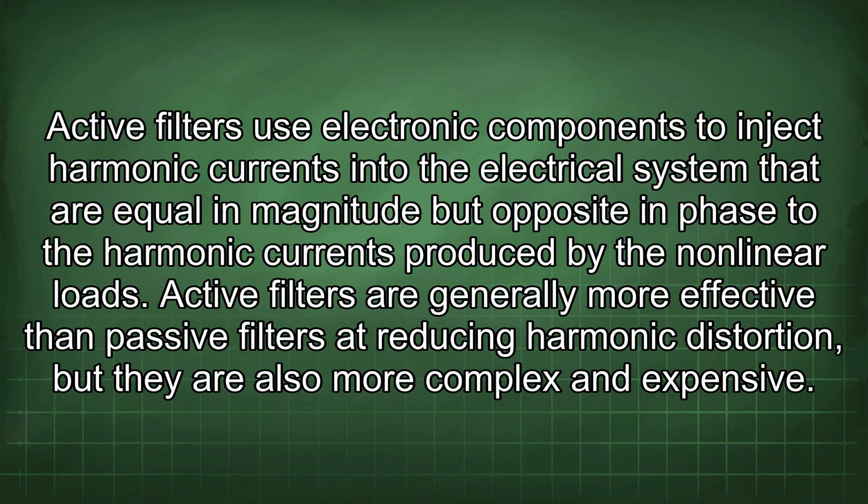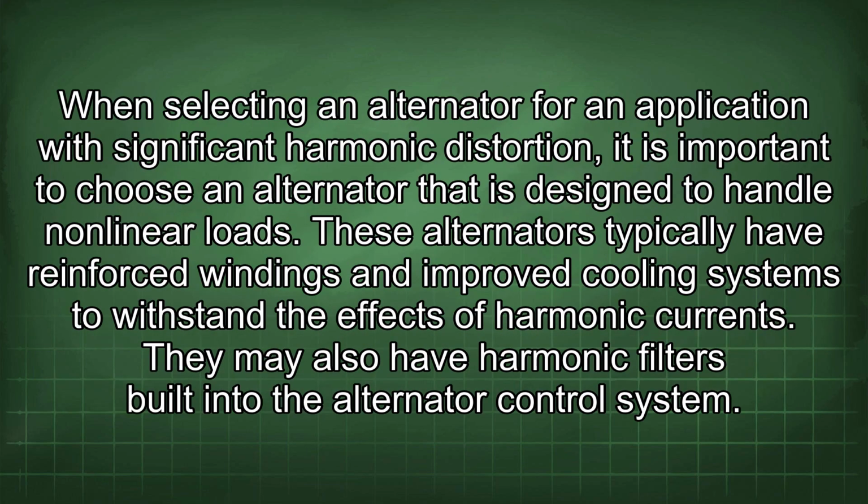Active filters use electronic components to inject harmonic currents into the electrical system that are equal in magnitude but opposite in phase to the harmonic currents produced by the nonlinear loads. Active filters are generally more effective than passive filters at reducing harmonic distortion, but they are also more complex and expensive. When selecting an alternator for an application with significant harmonic distortion, it is important to choose an alternator that is designed to handle nonlinear loads. These alternators typically have reinforced windings and improved cooling systems to withstand the effects of harmonic currents. They may also have harmonic filters built into the alternator control system.